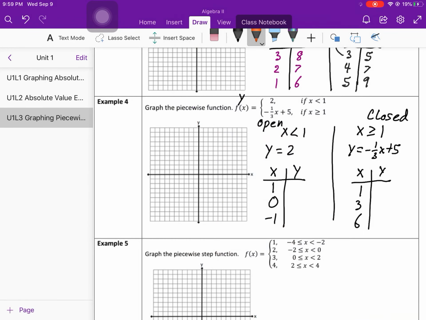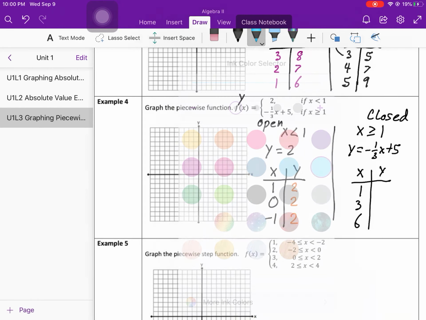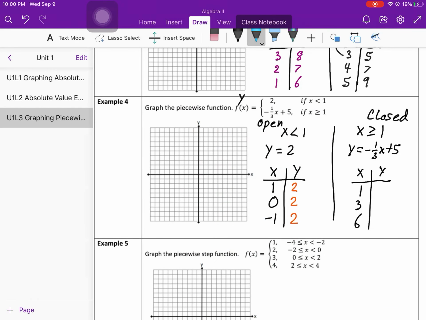So this time I'm going to do this color on the left-hand side. Now, whenever it's y equals 2, the y value is always 2. So that just makes this side super easy. And remember, like I said, it's going to be a flat line. Now on the other side, we'll go with this color. When I plug in 1 in place of x, I get negative 1/3 times 1, which is negative 1/3 plus 5. That's going to be a weird number. It's going to be, if you type it in your calculator, 4.6 repeating. So we're just going to approximate when we graph that.